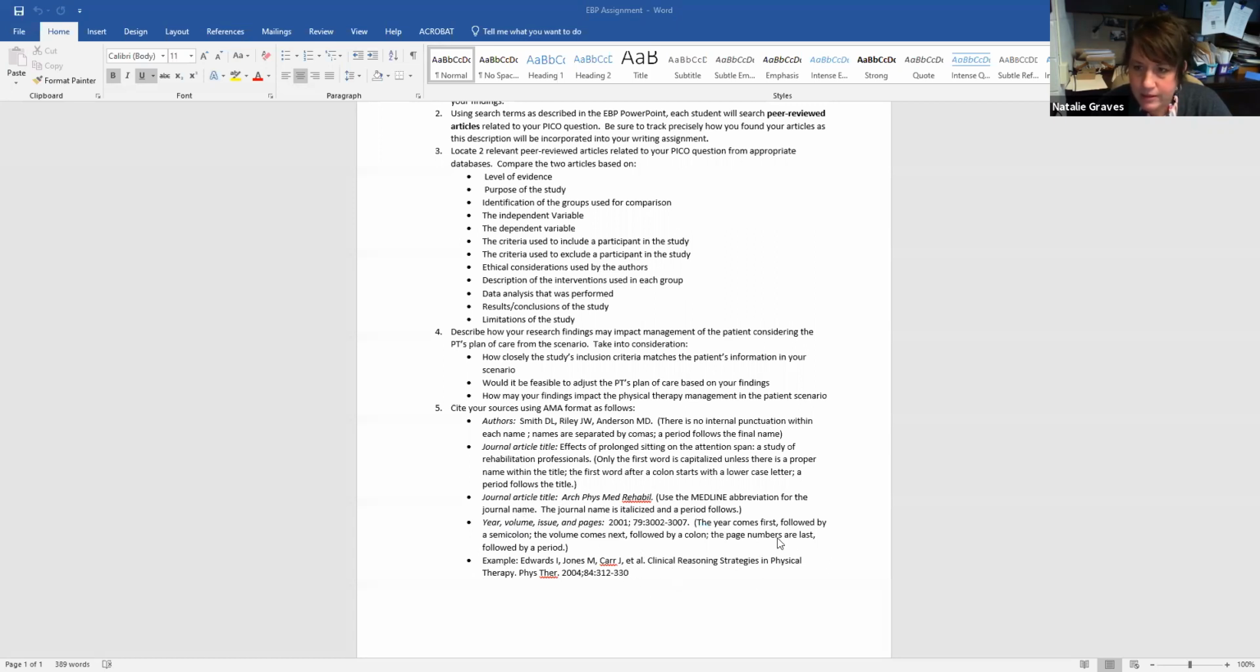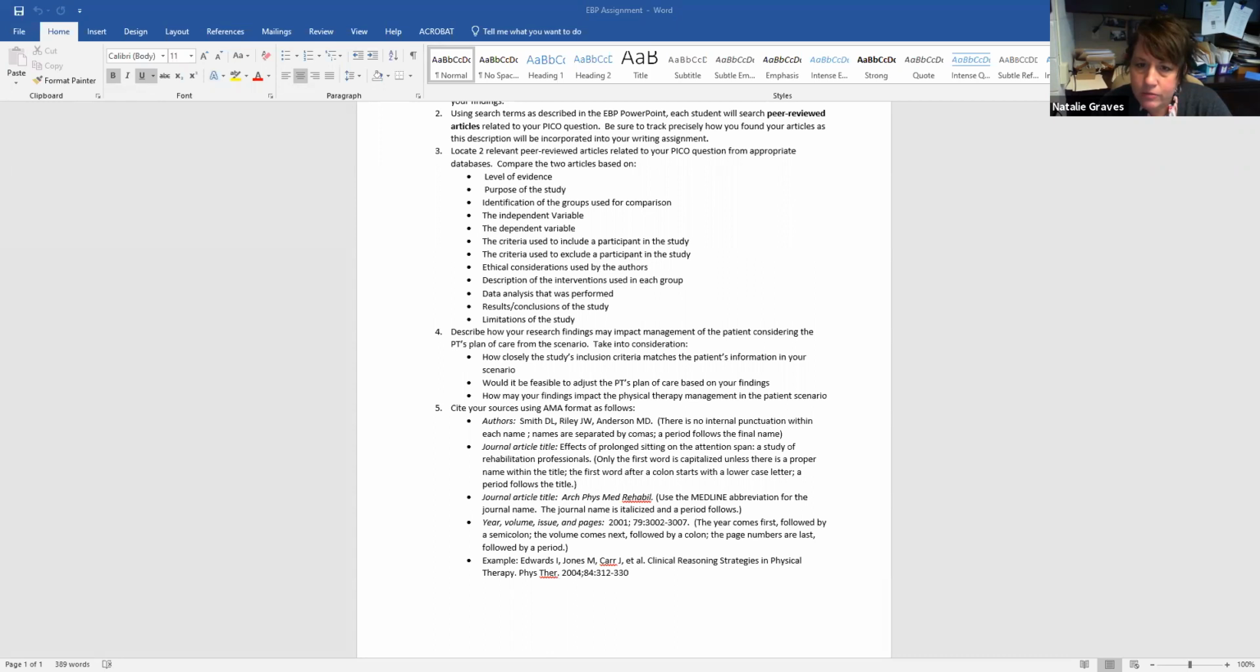And I know that may seem very picky to go that far, but this is how articles are cited in the physical therapy journal. If you do go on to physical therapy DPT school, this is what the expectation will be. So I go ahead and do that in case we've got somebody who wants to go on.